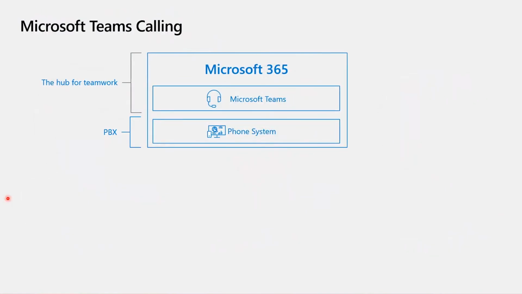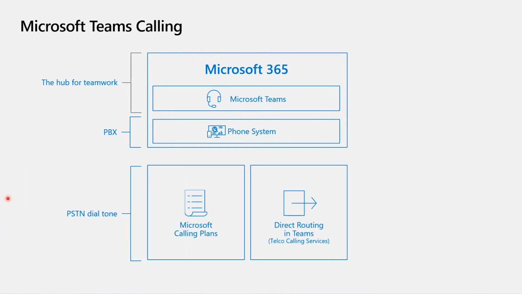Microsoft Teams, hub for teamwork. It is the PBX system as part of Microsoft Teams. We can enable dial tone services one of two ways. One is Microsoft Calling Plans, where Microsoft is your PSTN service provider, or via direct routing. And direct routing has two flavors. From Microsoft Teams' point of view, they are exactly the same.